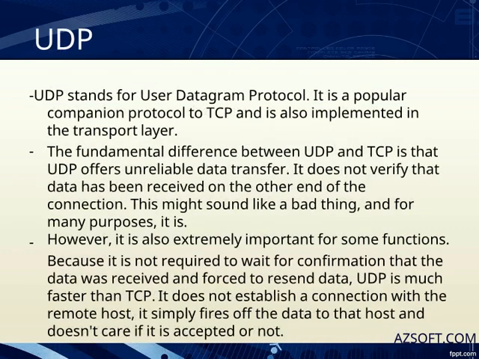UDP stands for User Datagram Protocol. It is a popular companion protocol to TCP and is also implemented in the transport layer. The fundamental difference between UDP and TCP is that UDP offers unreliable data transfer. It does not verify that data has been received on the other end of the connection. This might sound like a bad thing, and for many purposes, it is. However, it is also extremely important for some functions.